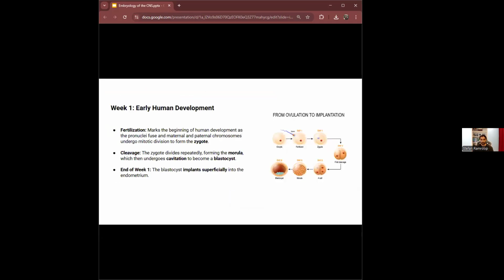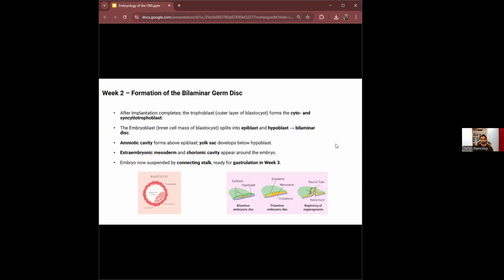So just starting from the very beginning, a light touch on, once fertilization occurs, you're going to have the fusion of your maternal and paternal pronuclei. That's going to give rise to your zygote, which is going to have rapid mitotic divisions. And by the end of the first week, or on day 6, 7, you're going to have the formation of your blastocyst. So your blastocyst has your outer trophoblast that becomes your placenta, and then you have your inner cell mass, the embryoblast, which will then give rise to the embryo itself. And at the end of the first week, it implants superficially into the endometrium itself.